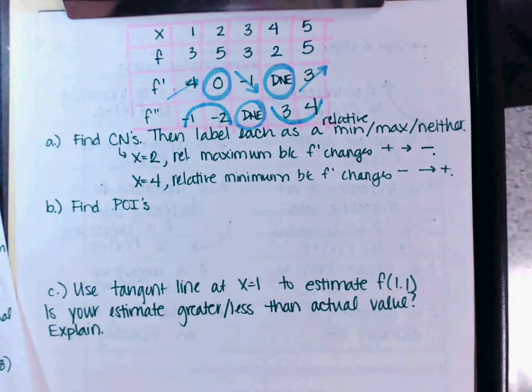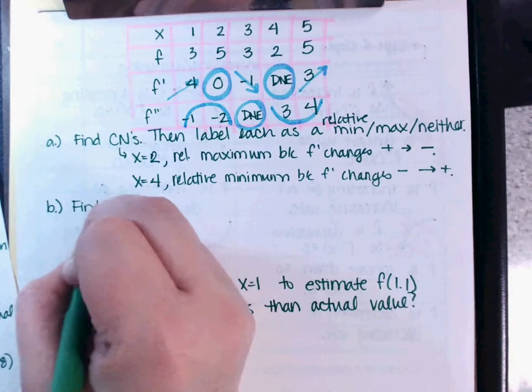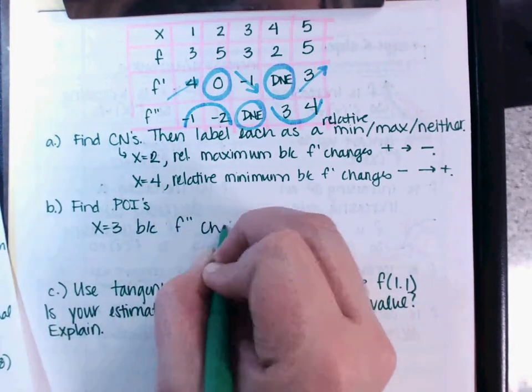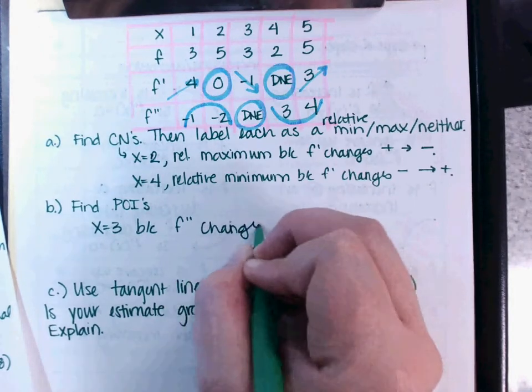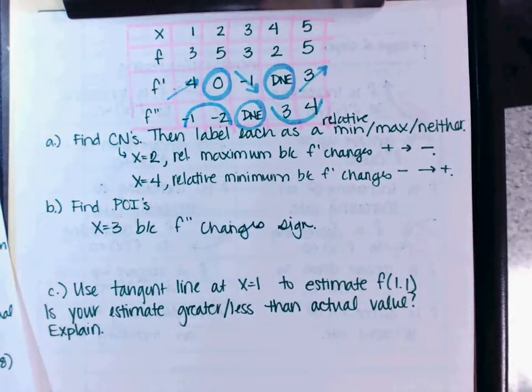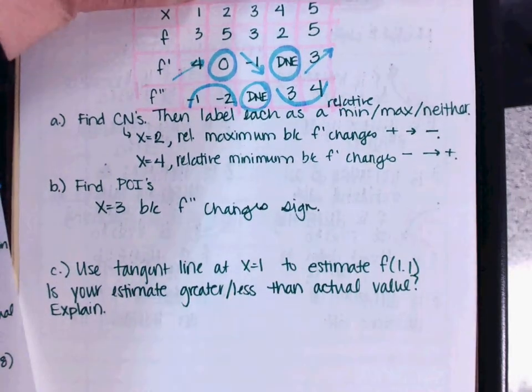So I would say I have a point of inflection at x equals 3 because f double prime changes sign. Okay, now, question. Do I need to say the direction it changes sign? For points of inflection, no, because it doesn't matter which way it changes as long as it changes sign. Okay, come down to letter C.